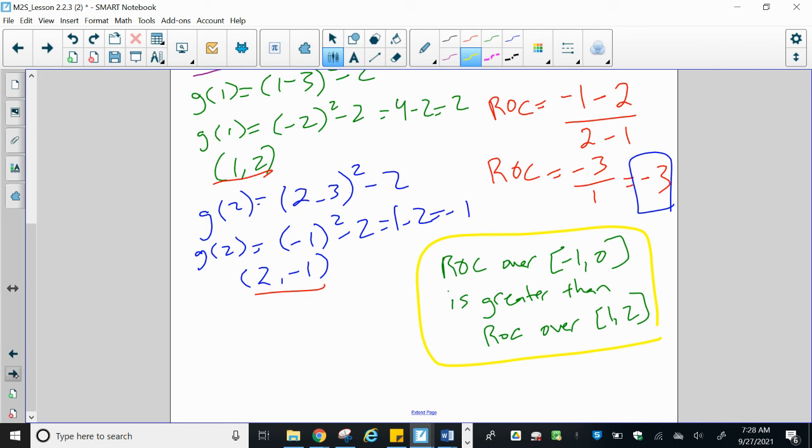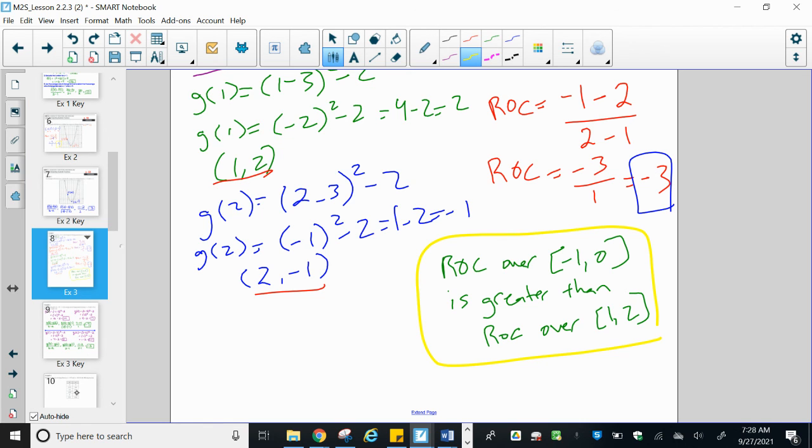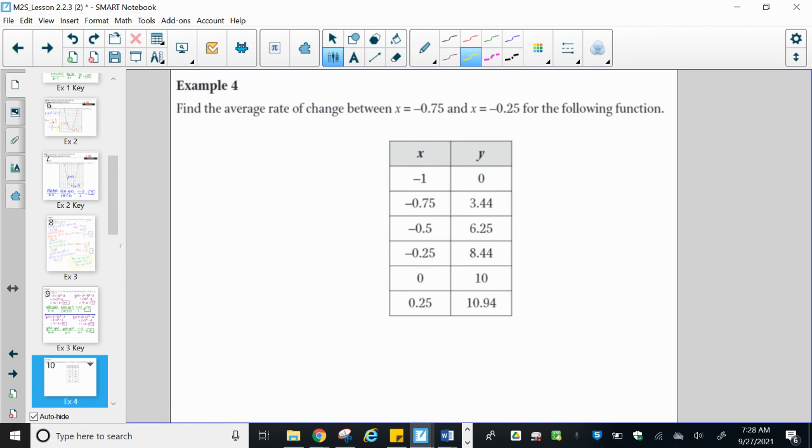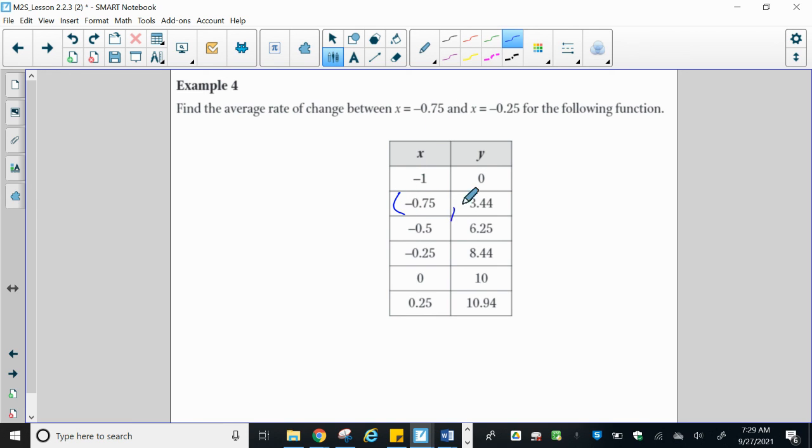Last one we need to get through for our notes for today. Example 4, so now we're given a table. We like these problems because we just need to be able to read a table for the correct points. Okay, so x being -0.75, well, that's this ordered pair here. -0.25, this ordered pair right here. And let's find the rate of change between those 2 points.